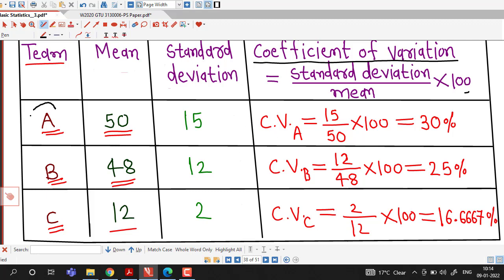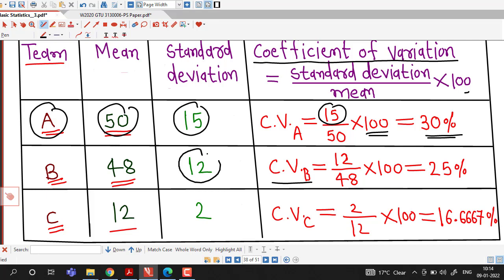So for team A, coefficient of variation will be equal to standard deviation, that is 15, divided by mean, that is 50, times 100, so that is 30%. Similarly, coefficient of variation for team B is standard deviation of team B, that is 12, mean for team B, that is 48, 12 divided by 48 into 100, that turns out to be 25%.